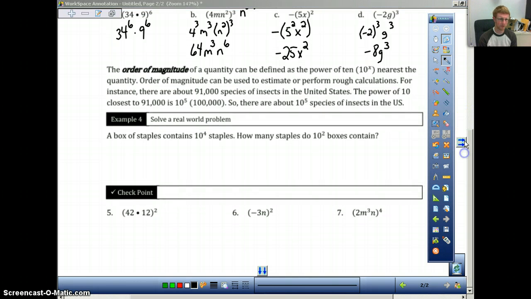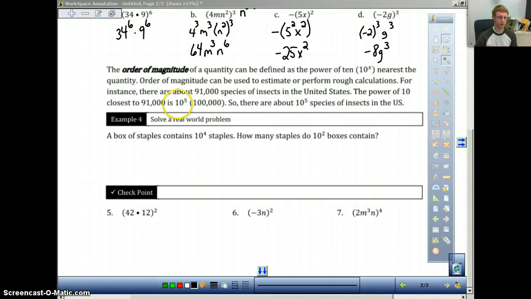Okay, let's look at this next example. It says the order of magnitude of a quantity can be defined as the power of 10 nearest to the quantity. Order of magnitude can be used to estimate or perform rough calculations. For instance, there are about 91,000 species of insects in the United States. The power of 10 closest to 91,000 is 10 to the 5th.